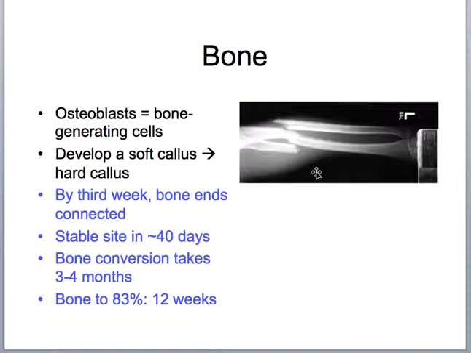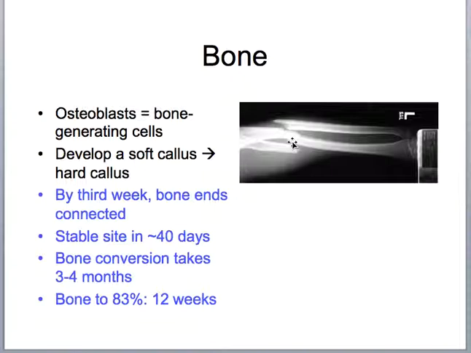But the first thing to occur will be the development of a soft callus. These bones would be realigned so that they'll line up better. And then we'd see a little soft callus start to form around the ends of the bones, and it develops into a hard callus. By the third week, the bone ends are actually considered connected if we have a completely displaced fracture or disjointed fracture. We have a stable site in about 40 days. And then bone conversion, so it completely converts from the callus to the bone, can take 3 to 4 months.